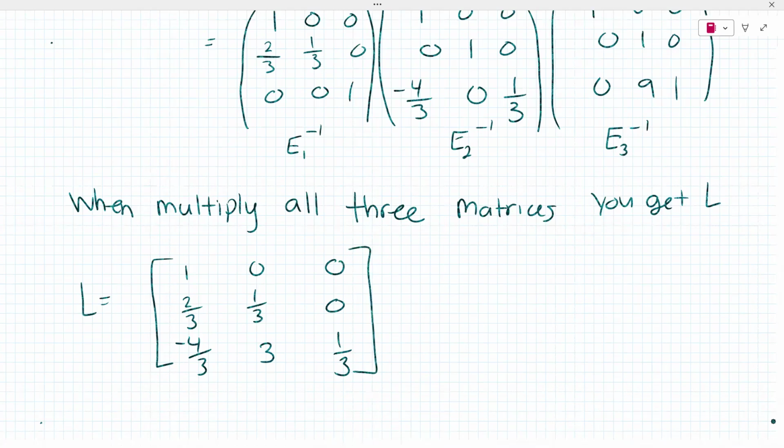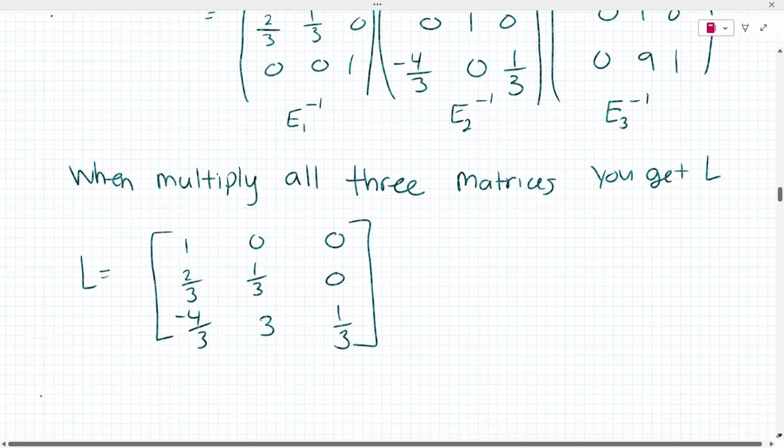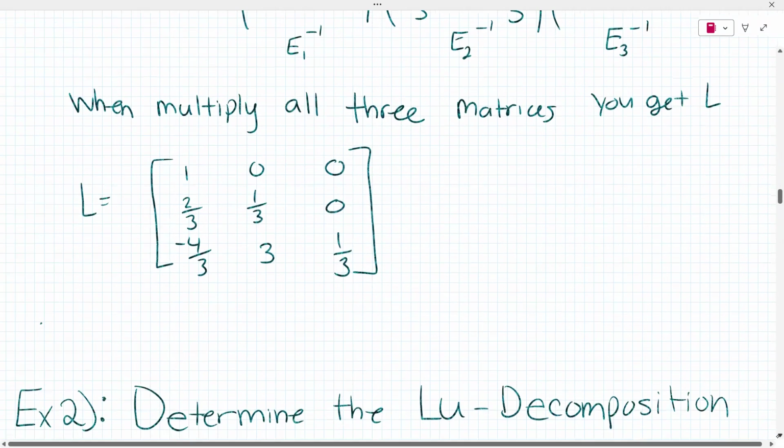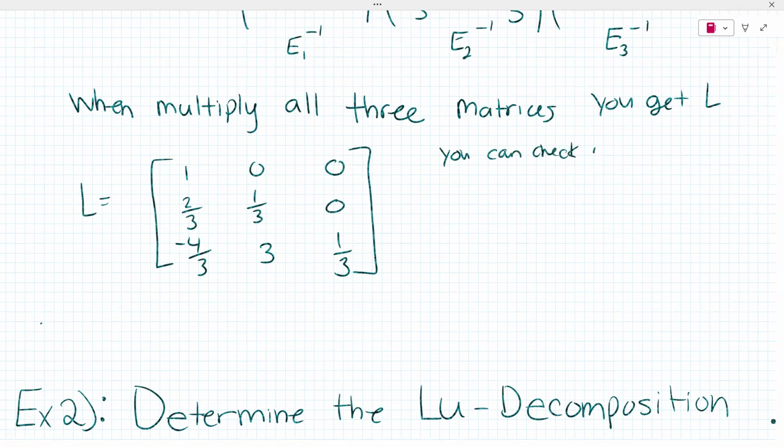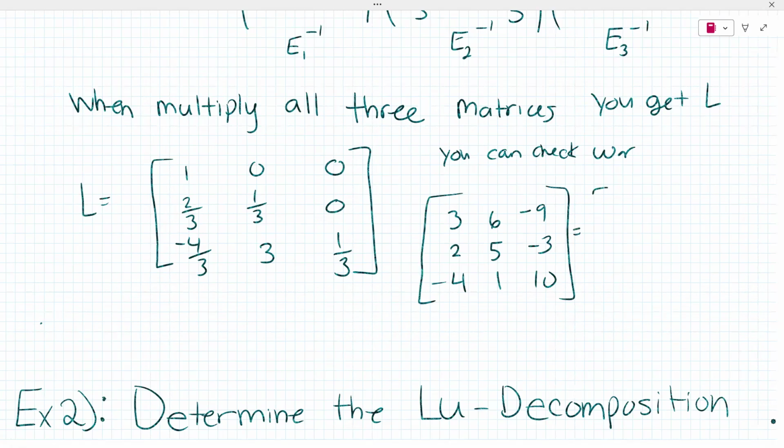Okay. And then you can also check your work. So how do you check your work? You can check your work by multiplying A equals LU. So your A was 3, 2, -4, 6, 5, 1, -9, -3, 10. And then it's going to be your L times your U.